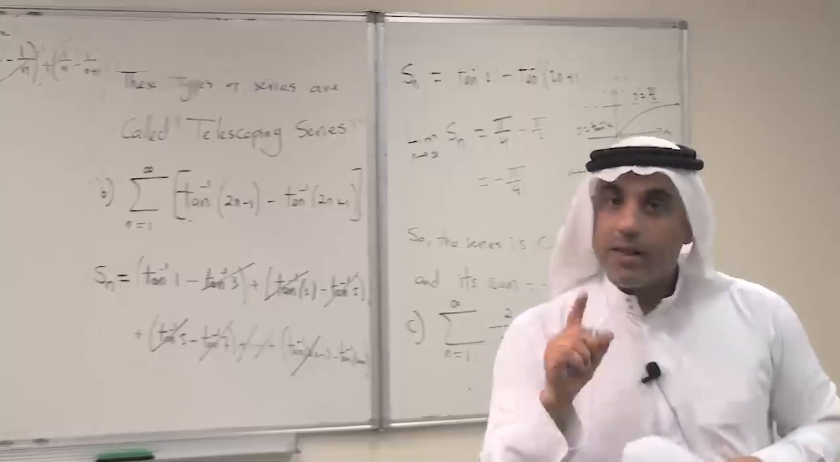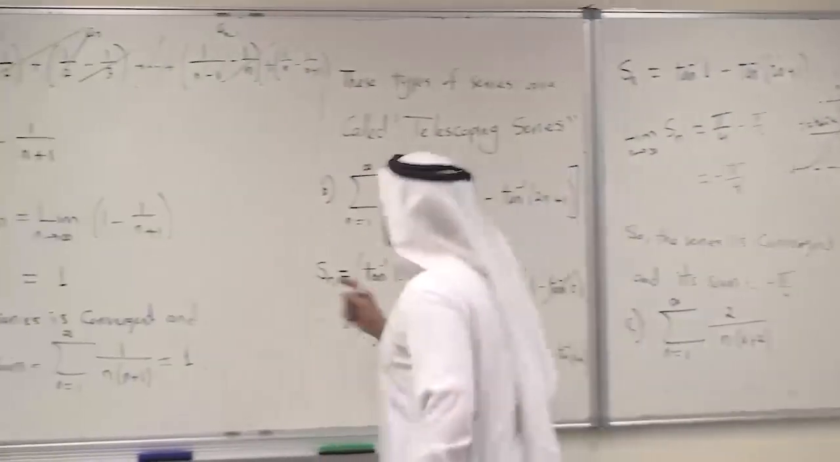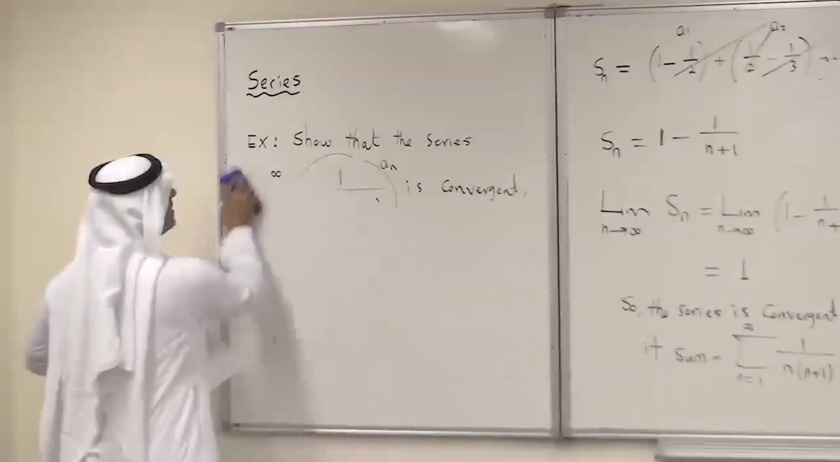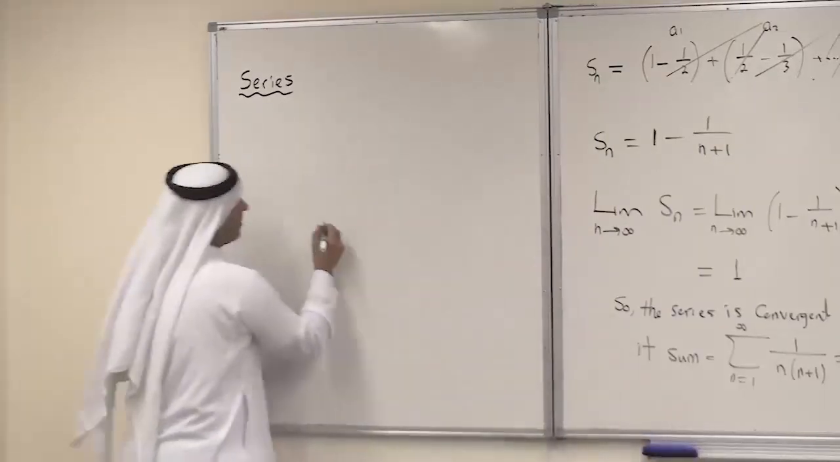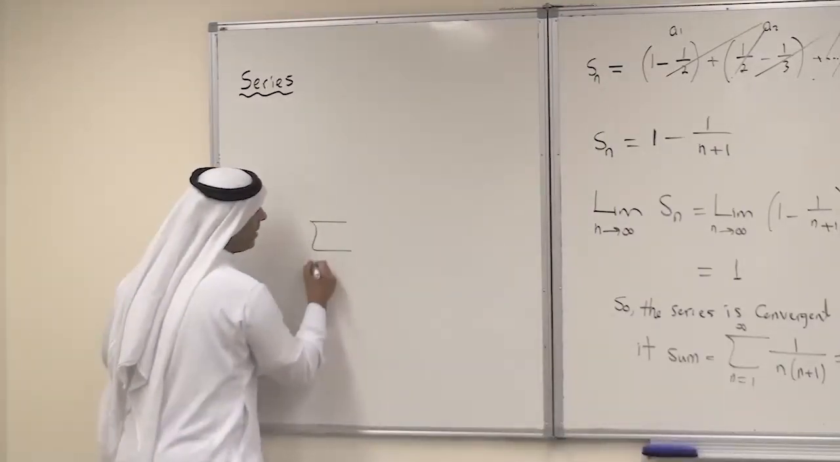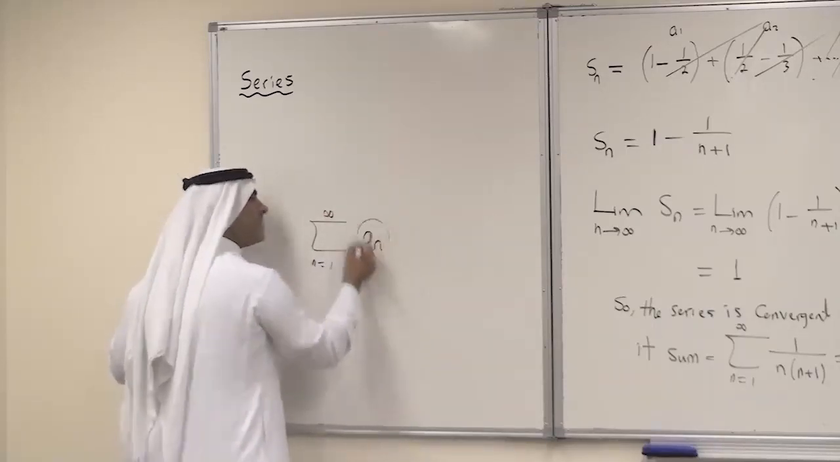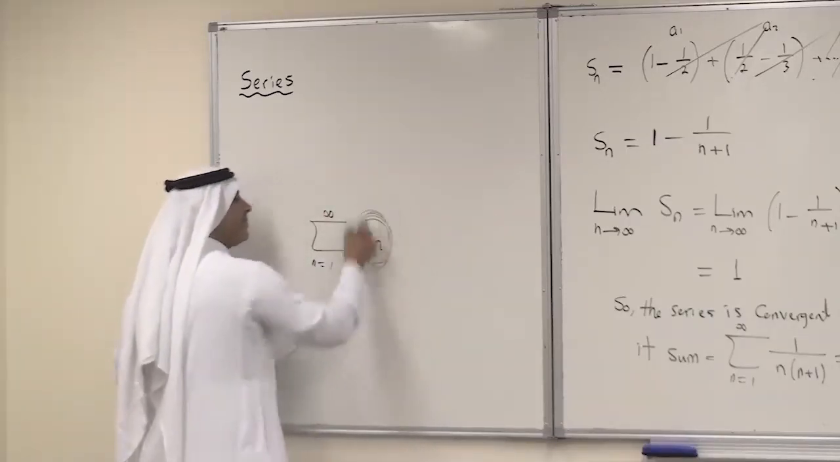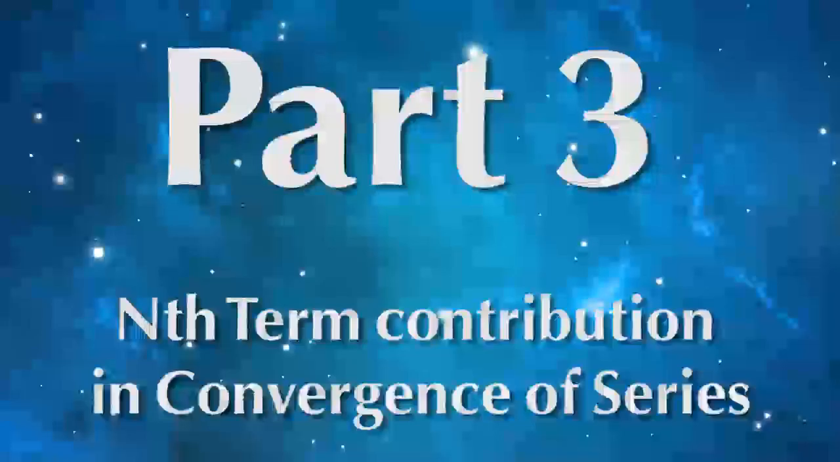Fine. Now we will study the importance of the nth term. You see, for any infinite series, we have an nth term, okay? And that term plays an important role in convergence. You see, if we have the sum from n equal to 1 up to infinity, and this is a_n, what is the contribution of this term in the convergence? That will be discussed in our next point.